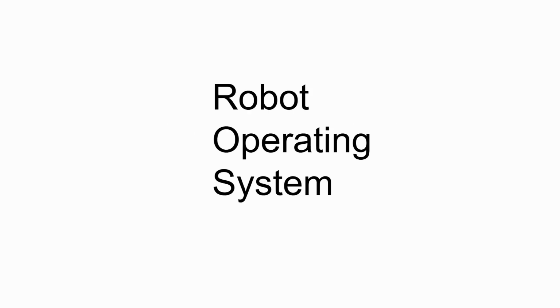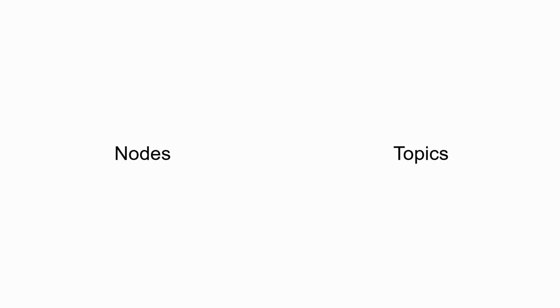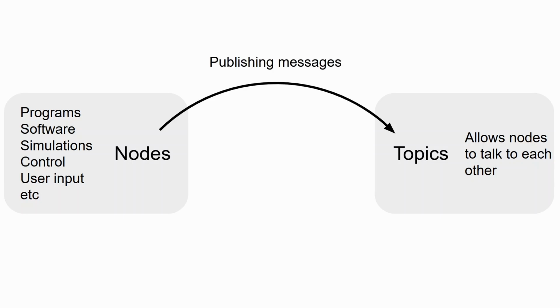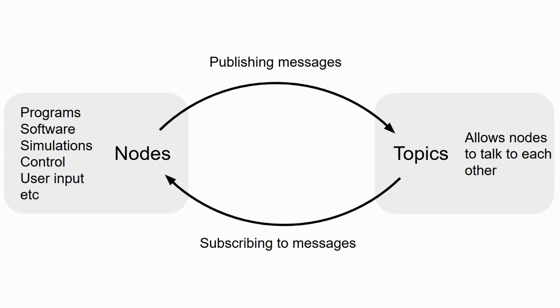So before we can simulate robots with ROS, we need to know what ROS actually is. ROS stands for Robot Operating System, and it's basically a framework for building robots. ROS is built up of nodes and topics. A node is a program. You can program it to do anything you want: motor control, user input, simulations, anything. And topics are a way for nodes to communicate with each other. They can do this by either publishing messages to topics or subscribing to messages from topics.